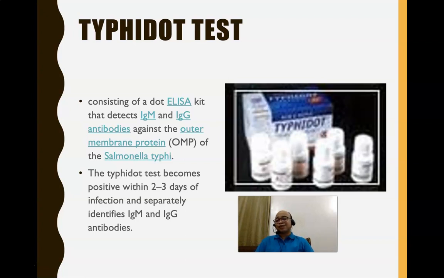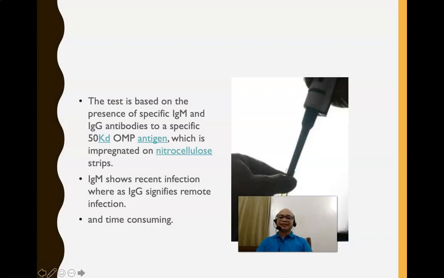and sensitivity. So, majority of the hospital nowadays are using the typhoid test, consisting of a DOT ELISA kit that can detect either IgM and IgG antibodies against the outer membrane protein of Salmonella typhi. So the typhoid test becomes positive within 2 to 3 days of infection and separately identify IgM and IgG antibodies. Therefore, it will tell you whether you have an acute infection or you are on the road to recovery. So the test is specific.